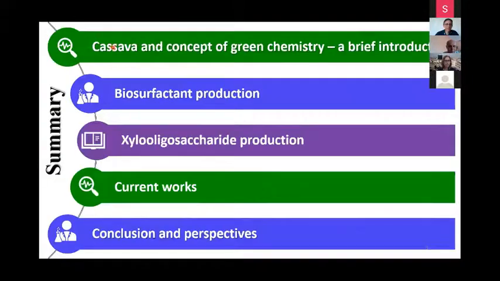So basically, we're going to give a talk about cassava and the concept of green chemistry, a brief introduction. After that, we're going to talk about biosurfactant production and its correlation with cassava and the concept of green chemistry. After that, xylooligosaccharides production, current works, conclusion, and perspectives.